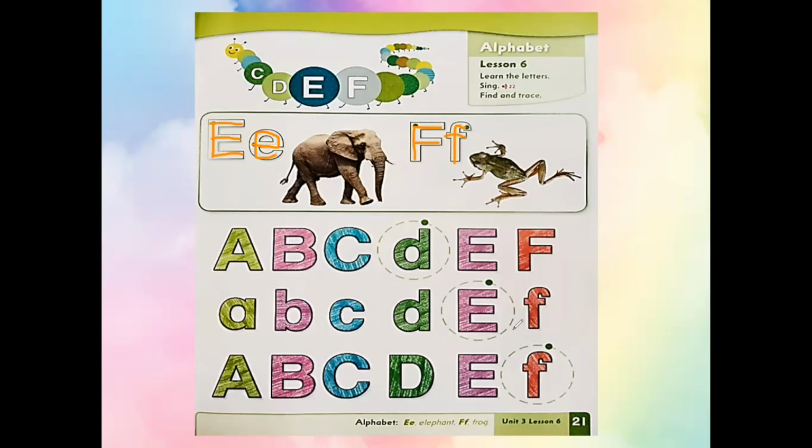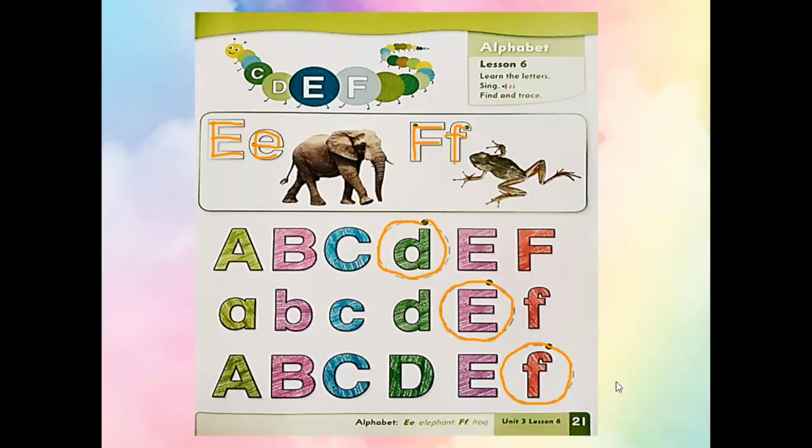So for this one, you have to circle the odd one out. So the odd one out is the small letter D. In the second row, which is not a small letter? Yes, you're right. It's the letter E. The letter E is an uppercase. So we have to circle it. And in the last row, the odd one out is the small letter F. So now we're going to circle the small letter F because it's the odd one out.